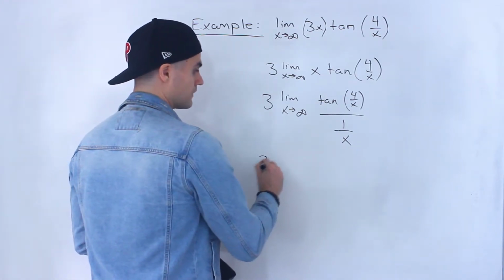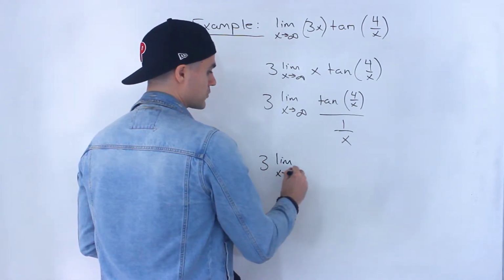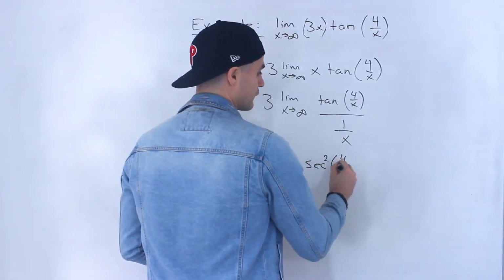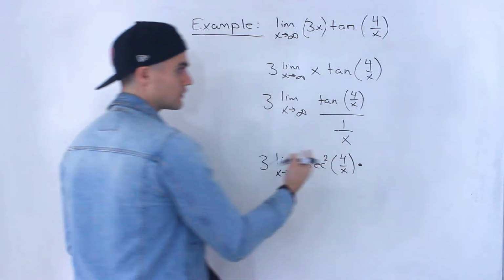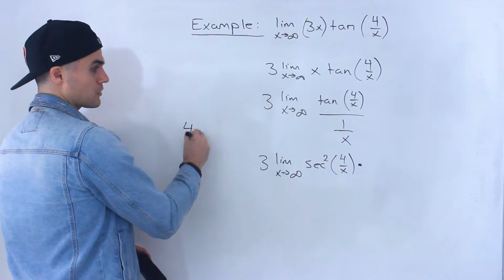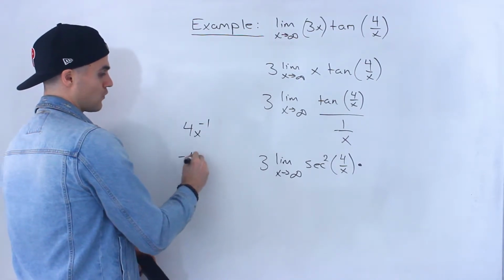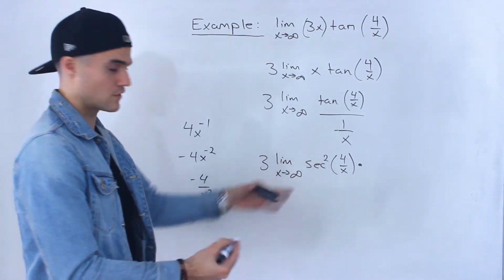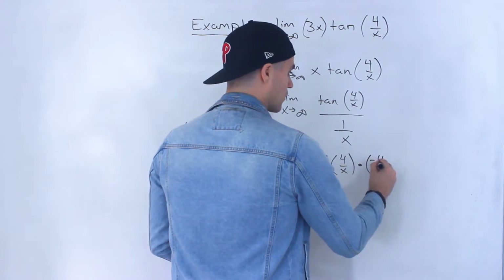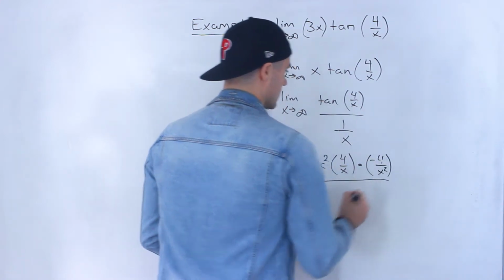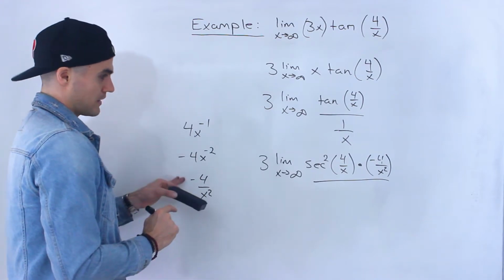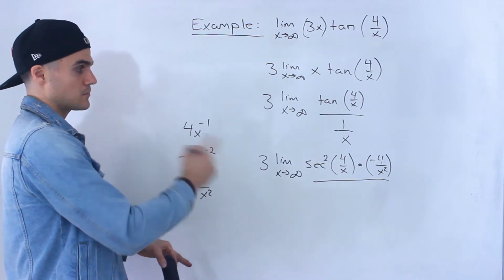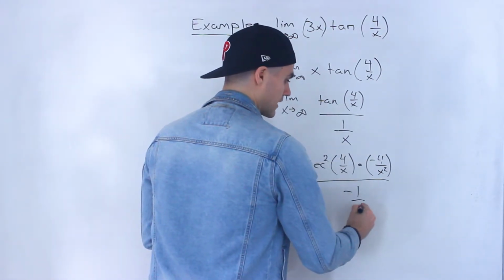So the 3 we would keep on the outside. We'd have the limit as x approaches infinity. Now the derivative of tan is secant squared. That inner function is going to stay the same, but now we got to take the derivative of 4 over x, which I would rewrite as 4x to the negative 1, negative 4x to the negative 2, negative 4 over x squared. That is the derivative of 4 over x. So we'd have negative 4 over x squared. And then 1 over x, if we applied this same thing, x to the negative 1, there wouldn't be a 4 here. Bring the negative 1 down, then it'd be negative 2. So the derivative of that would just be negative 1 over x squared.